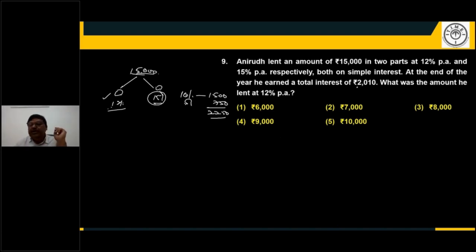But how much did I get, students? 2010. How much interest less am I getting? How much less did I get, students? I got 240 less. Why? Because I'm not lending everything at 15%. Something is lent at 12%. So this 240 is a shortfall because some money out of this 15,000 is not lent at 15%. It is lent at 12%. Am I clear?